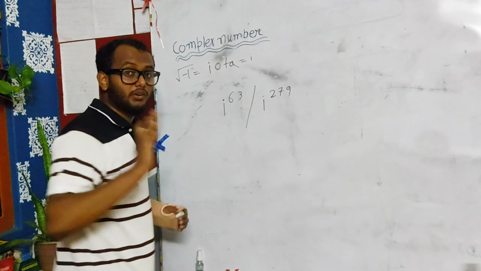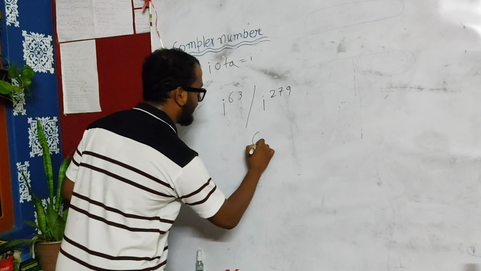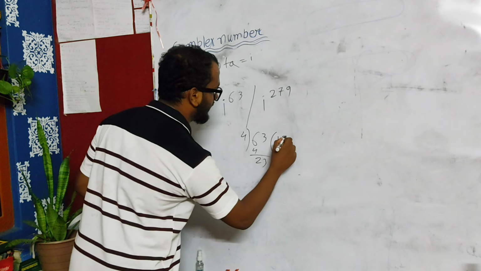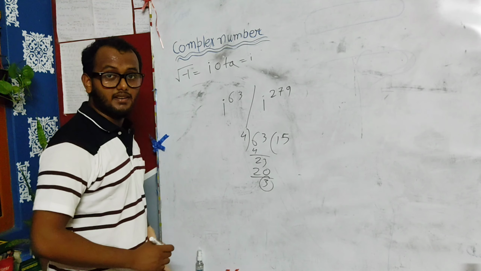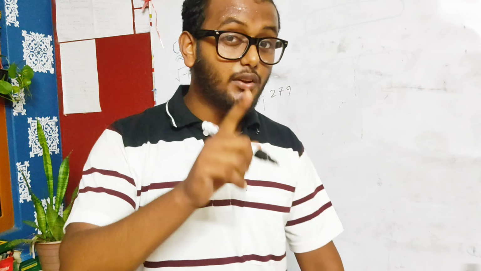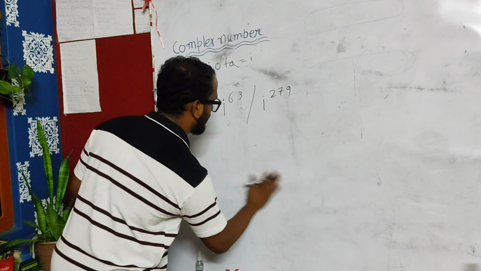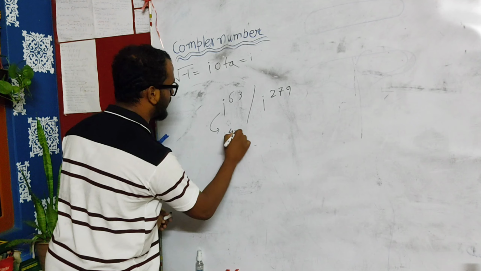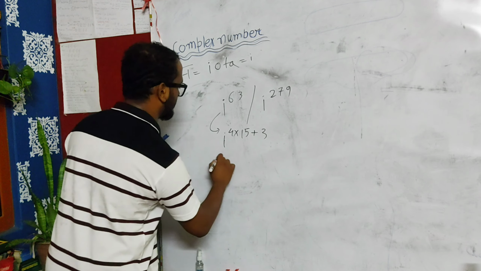Let's try with this one. You just divide the power by 4. 63 divided by 4 gives 15, and 3 is the remainder. Now, we know a formula: dividend is equal to divisor into quotient plus remainder. That childhood formula, can you recall? Yes, that one only. So we are writing this as 4 into 15 plus 3.